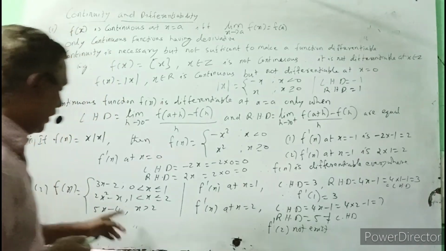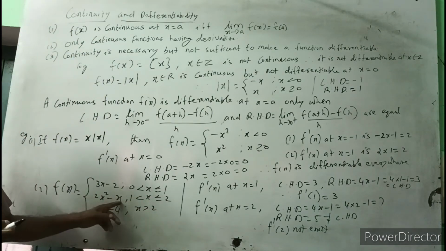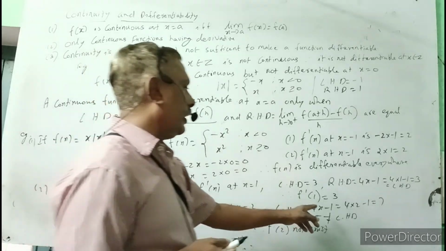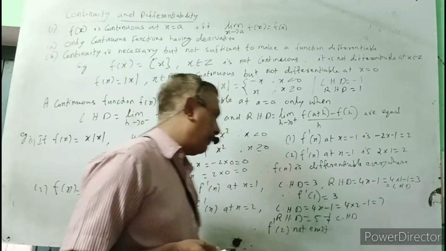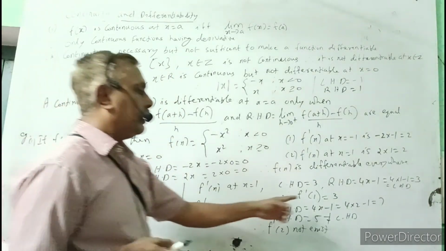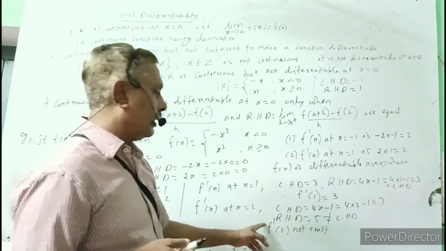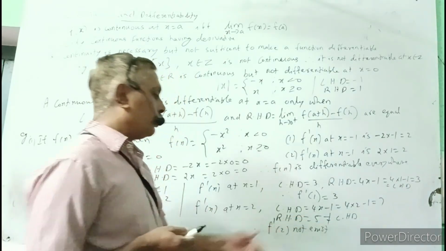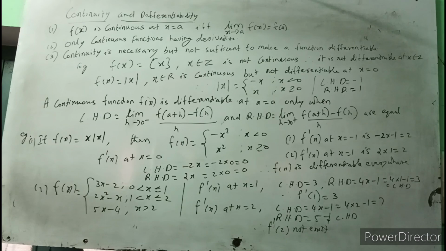But at x equal to 2, let's see, 2 is also repeating. Here it is coming LHD 7, 4x minus 1, 4 into 2 minus 1, 7. But RHD is coming as 5. LHD and RHD are not same. Here LHD and RHD were same. Here LHD and RHD are not same. So f dash 2 does not exist.